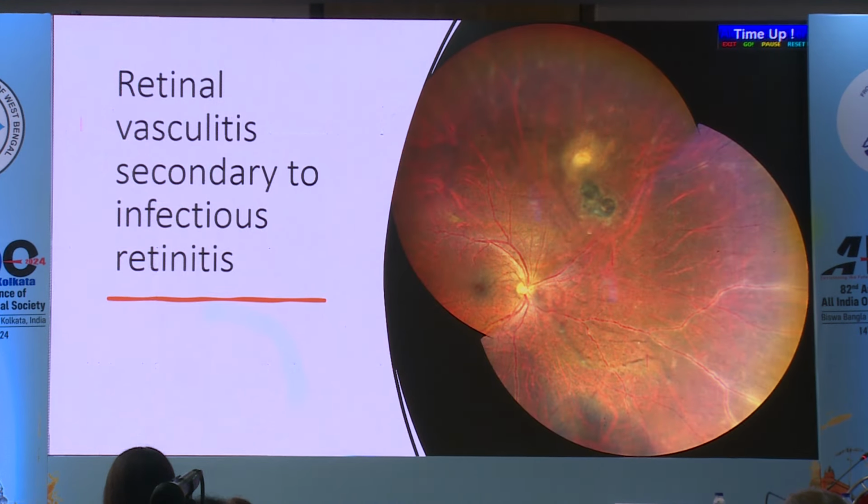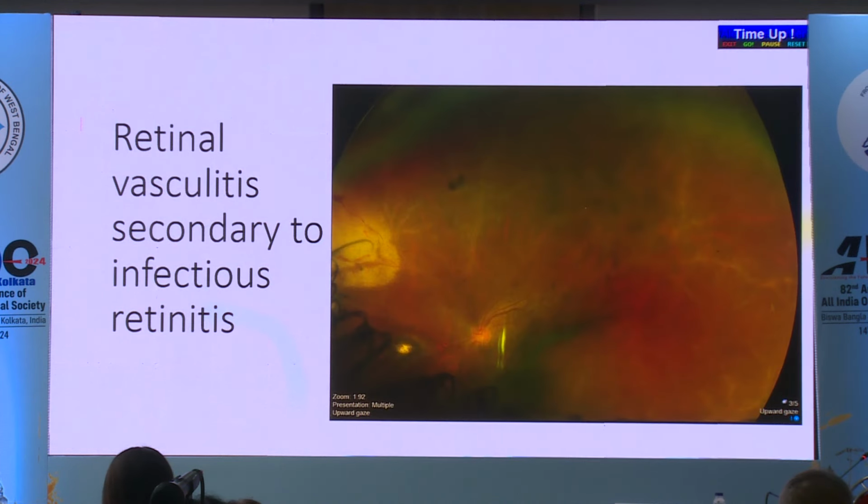These are secondary vasculitis to infectious retinitis. This is toxoplasma seen here. You can see this one happening. You just treat the toxoplasma, it goes away completely. This is secondary to acute retinal necrosis. You see the tongue-shaped extension of the acute retinal necrosis here.